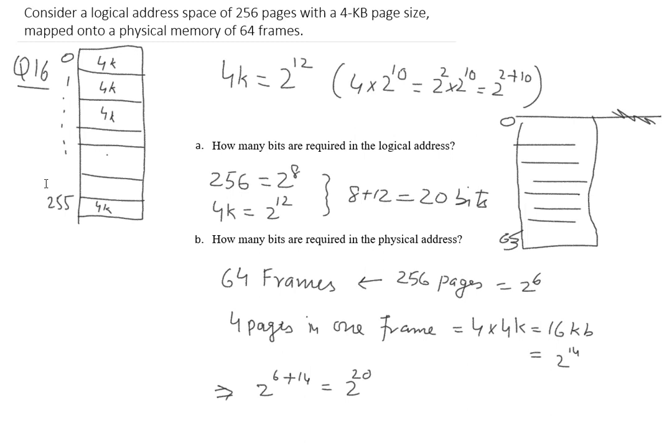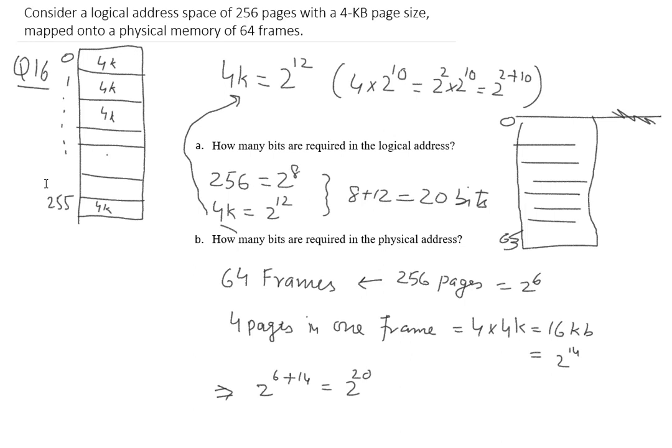The second question is how many bits are required in the physical address. Now, this 4K being 2 power 12, how did it come? I have explained it here. 4K means 4 multiplied by kilo, which is 2 power 10. So 4K is 4 into 2 power 10. 4 is equal to 2 power 2, so this is 2 power 2 multiplied by 2 power 10, which is 2 power 2 plus 10, equal to 2 power 12. So this is 4K. Let me make an arrow from here to here.